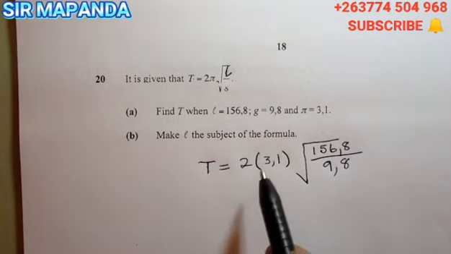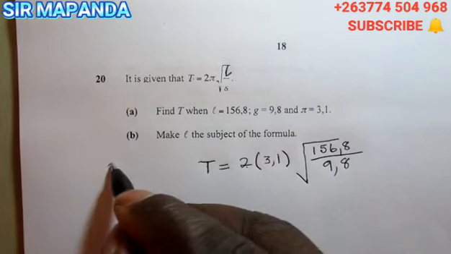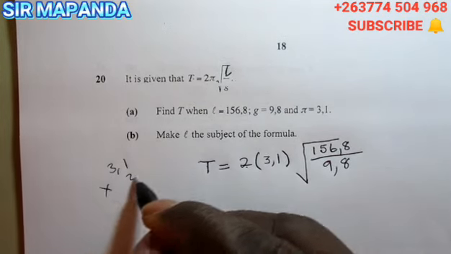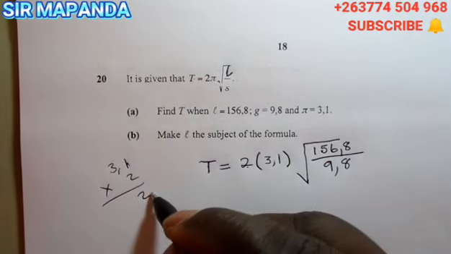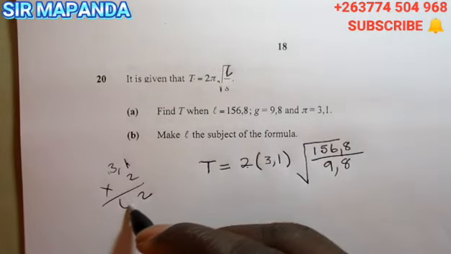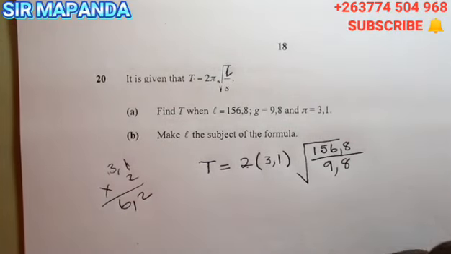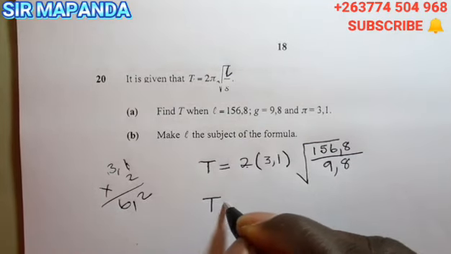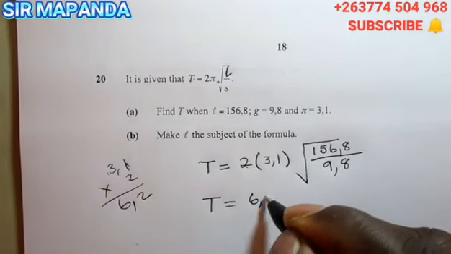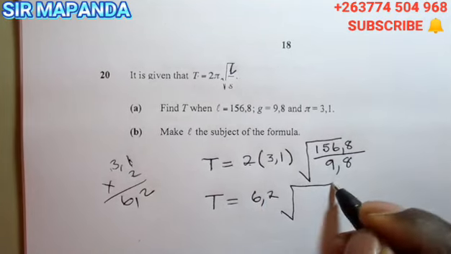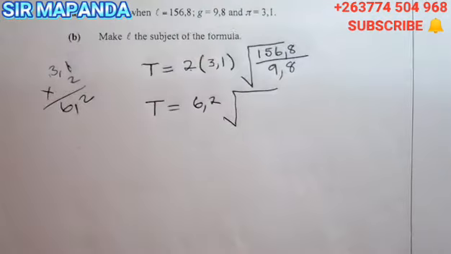So, what is 2 times 3,1? 3,1 times 2. 2 times 1, you get 2. 2 times 3, you get 6. But there is one decimal place, so it produces 6,2. So you get t is equal to 6,2 square root. Right. So for me to divide 156,8 by 9,8, I need to eliminate the commas.